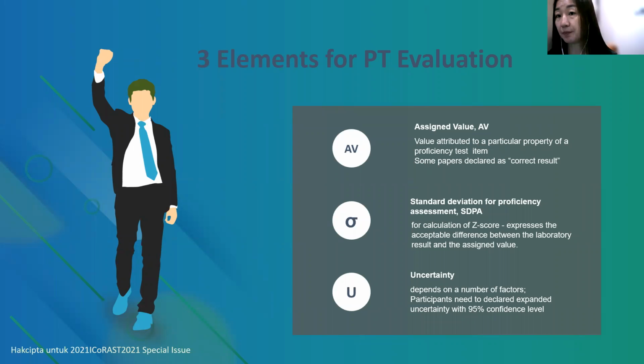And the known concentration of sorbic acid was spiked into the cordial. These are the three elements for the PT evaluation. We have the assigned value, which is the value attributed to a particular property of a proficiency test item, declared as the correct result. We have the standard deviation for proficiency assessment, for calculation of the z-score. Then lastly, we have the uncertainty.